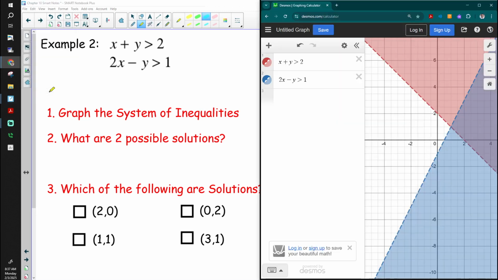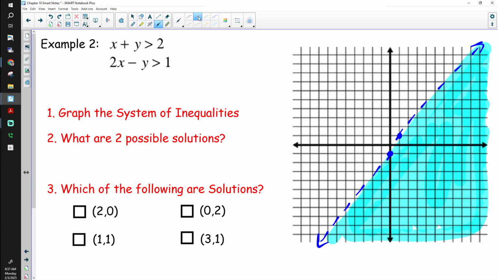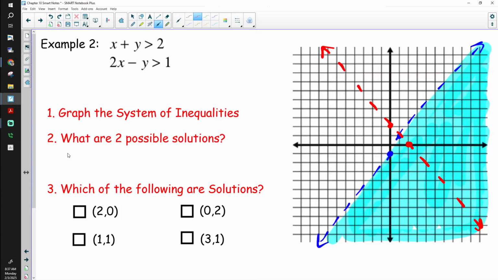Okay, I'm going to go to my red line. Pick 2 pretty points. I got 0, 2, and 2, 0. So up 2 and right 2. Plot my points. Up 2, right 2. Dotted line. And I need to shade above this line. Take your color and shade above. Just like that.